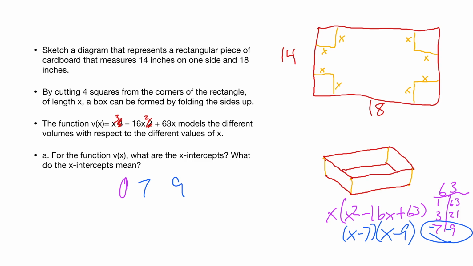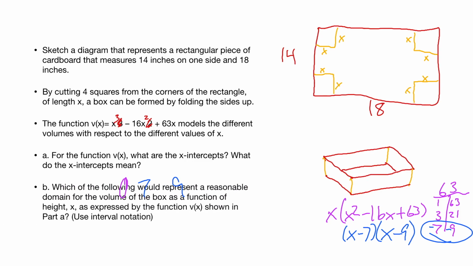So our final question in this case is, and you know what? Let's eliminate these three. So they were, once again, 0, 7, and 9. Which of the following would represent a reasonable domain for the volume of the box as a function of x, where the height x is expressed by the V of x shown in part A?